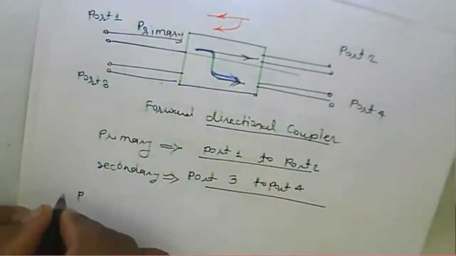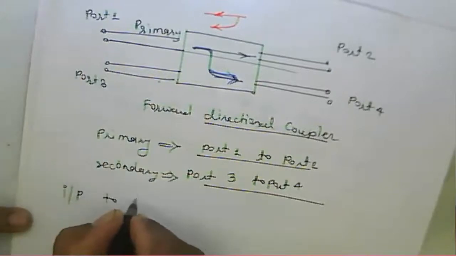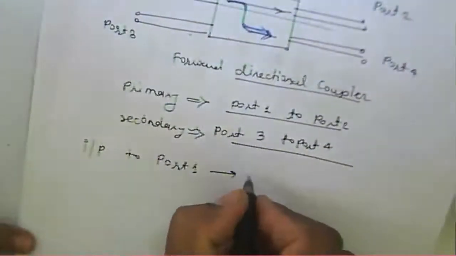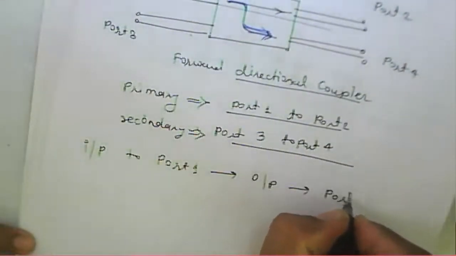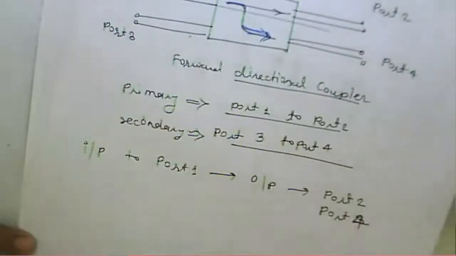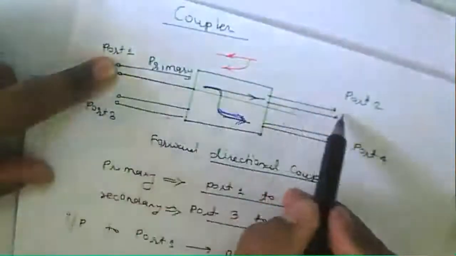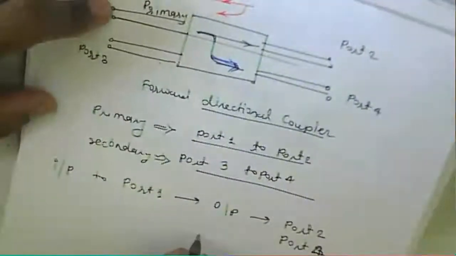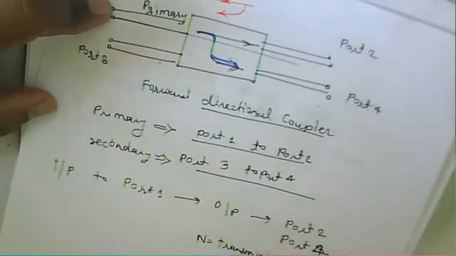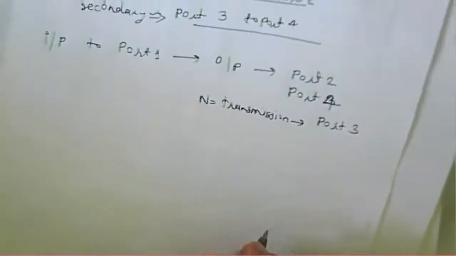When we consider the input to port 1, what is the output? Output is available at port 2 and port 4. Input is provided at port 1, output is available at port 2 and port 4, and no transmission or coupling of power takes place to port 3.